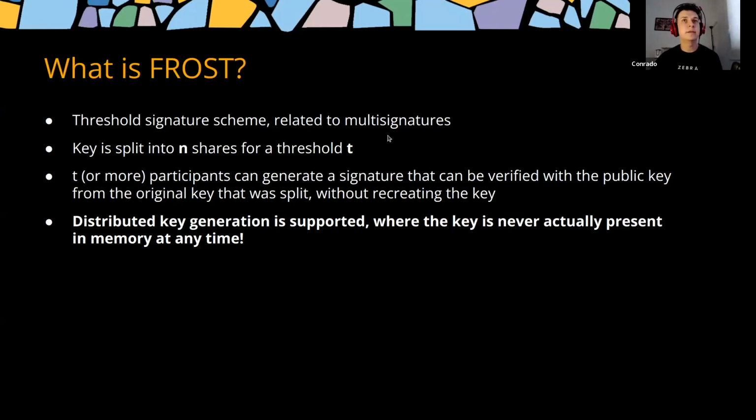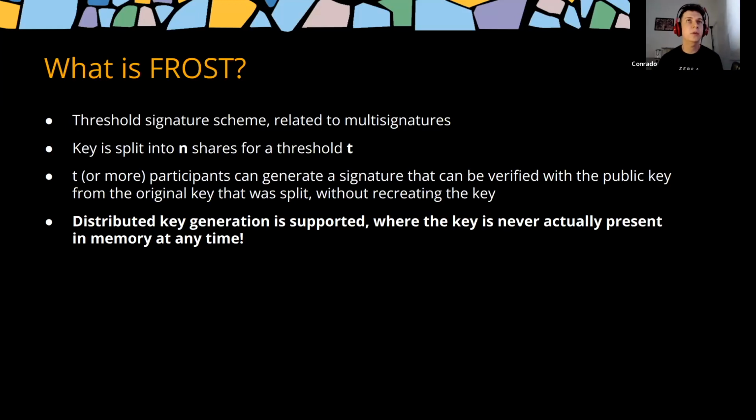As long as there's a threshold of participants, each of whom has a share, they can get together and sign a transaction. So Frost allows you to split a key into n shares and have a threshold of T. For example, we have a 2 out of 3 wallet, where 3 participants have a share of the key, but you only need 2 participants to authorize a transaction. This has multiple applications. I will talk about some of those shortly.